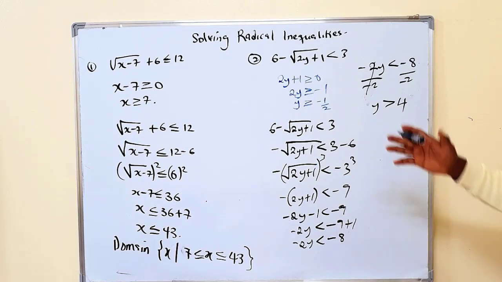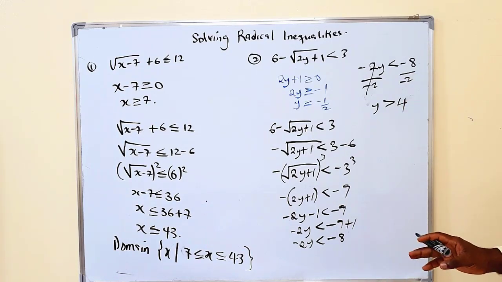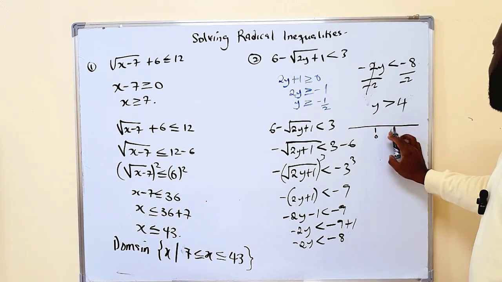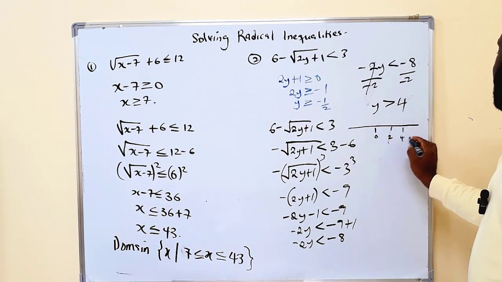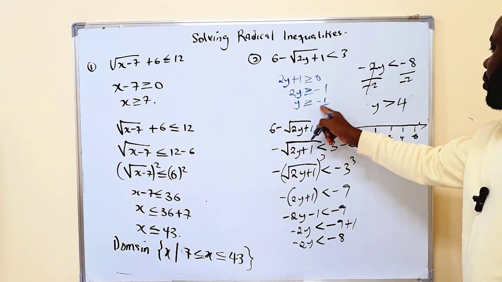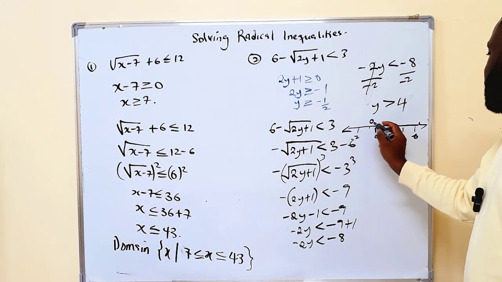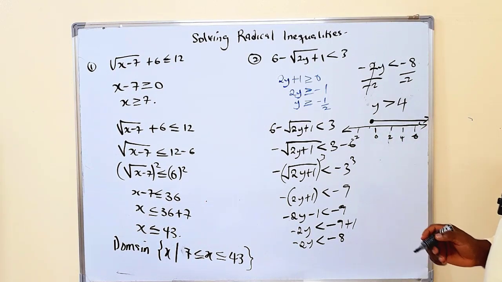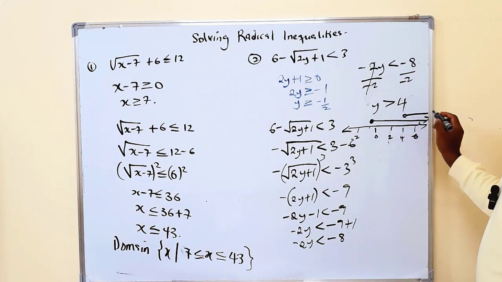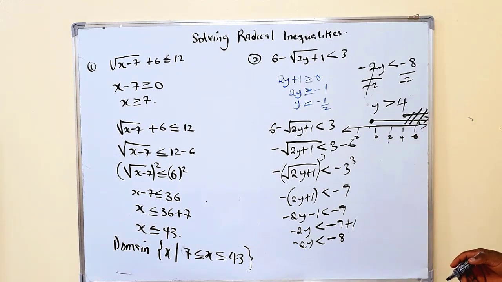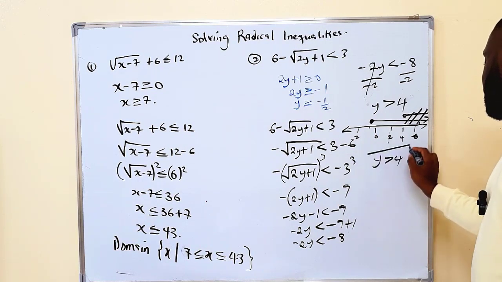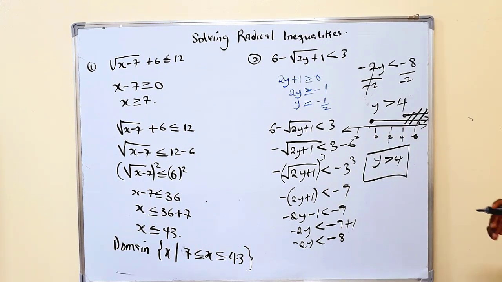So what is the domain of this particular expression? I can try to show it on a number line. I have negative 1 over 2, then 4, and 6 on the line. So every value from this point onward is the domain of this particular expression. When I say y is greater than 4, that is the answer to this particular inequality.